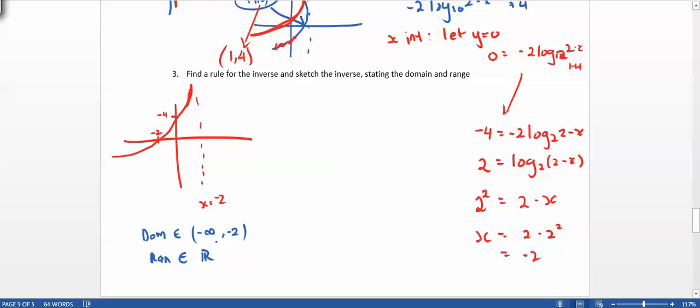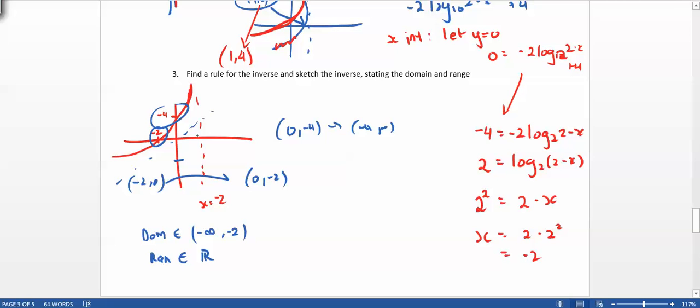Now it says find a rule for the inverse and sketch the inverse. Well, for starters, just a hint: when you're sketching the inverse, we actually invert these coordinates. So this coordinate of -2, 0 will become, for the inverse, 0, -2. And this key point, 0, -4, would become -4, 0 for the inverse. You can go ahead and sketch the inverse if you like, but this is a reflection in the graph y equals x.